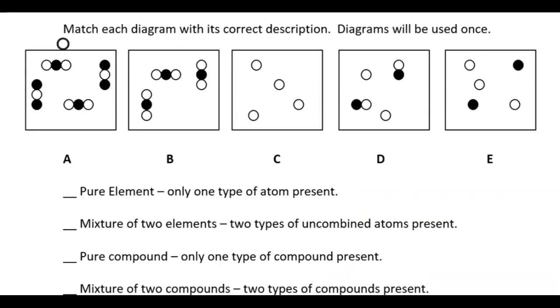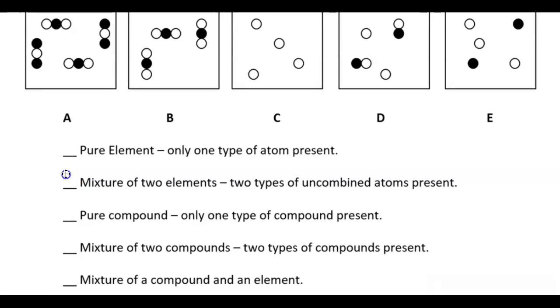Okay. How do we do these? Well, let's take a look. Anything that's a circle is an element. Two circles together touching means they're chemically combined. So let's see if we can find the pure elements. Pure elements. Choice C is the pure element. Mixture of two elements is choice E.